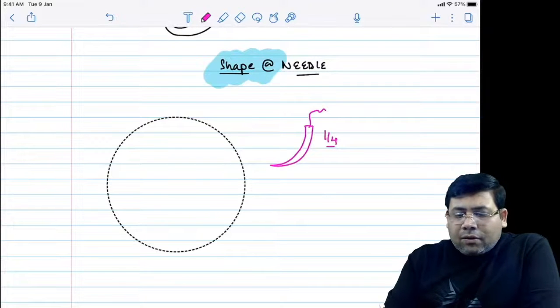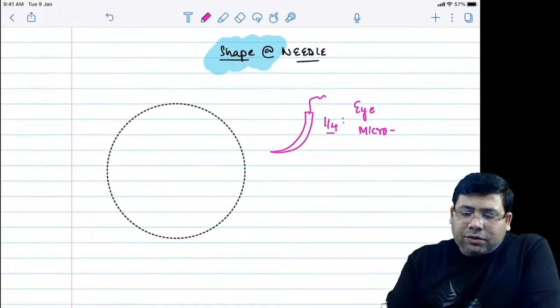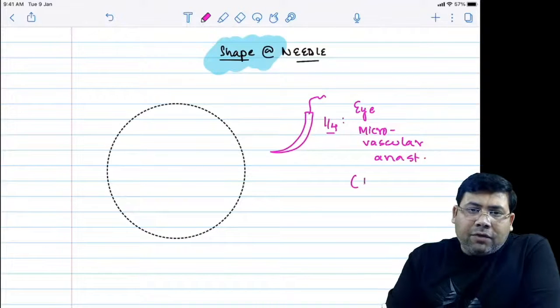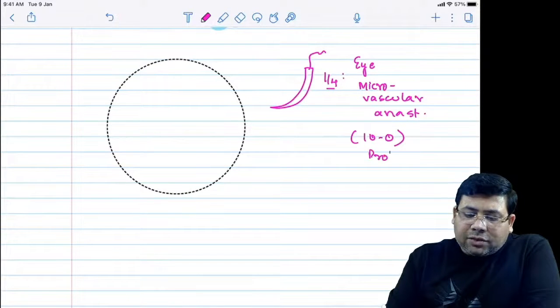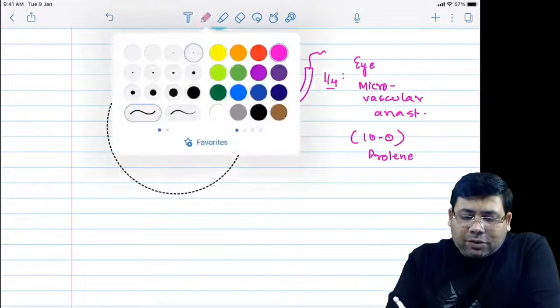So normally this is, suppose, a 1/4 circle. Where do we use a 1/4 circle? It is used for the eye. It is also used in plastic surgery and vascular surgery for microvascular anastomosis. Remember, we use 10-0 polypropylene suture. So 10-0 Prolene is the ideal suture for microvascular anastomosis.